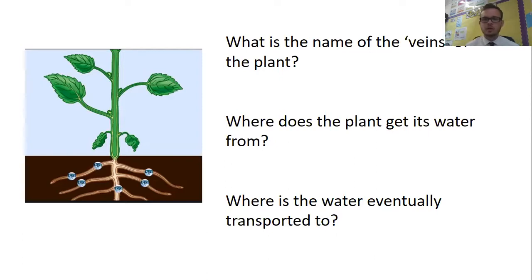And where is the water eventually transported to? Yeah, it goes to the leaves, which are so important, and the flower. And obviously that flower is so important as well for the reproduction of the plant. So they need those flowers in order to reproduce.